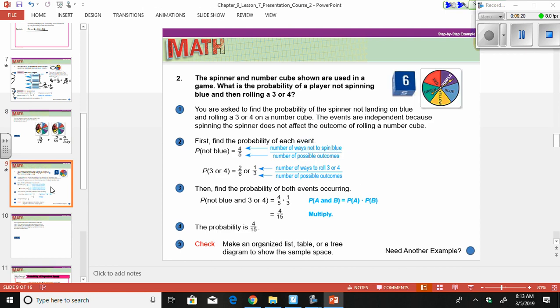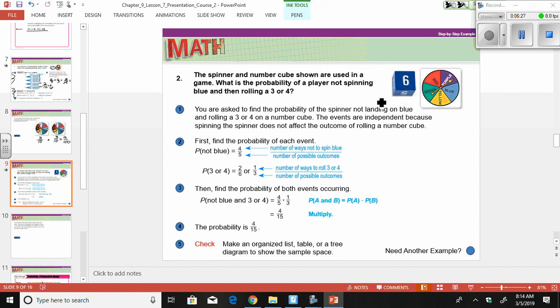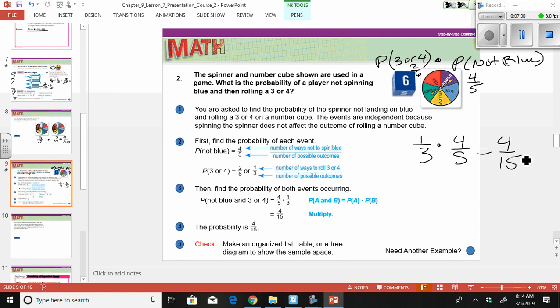The spinner and number cube shown are used in a game. So a dice, right there. What is the probability of a player not spinning blue and then rolling a 3 or 4? So not blue. That means you have 1, 2, 3, 4. So 4 out of 5 for probability of not blue times the probability of 3 or 4. Well, 3 or 4, that's 2 numbers out of 6, which can be reduced to 1/3, times 4/5. So 4/15. So we have a 4 in 15 probability of getting not blue and then a 3 or 4.